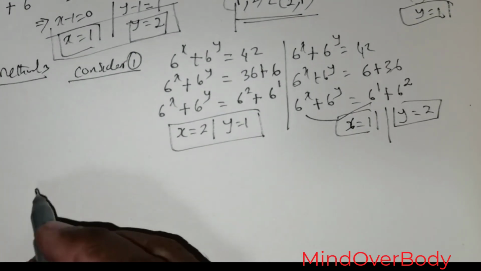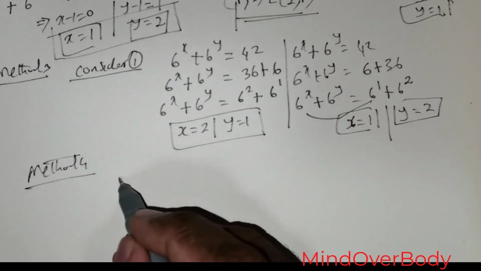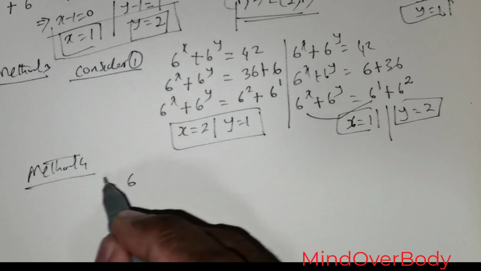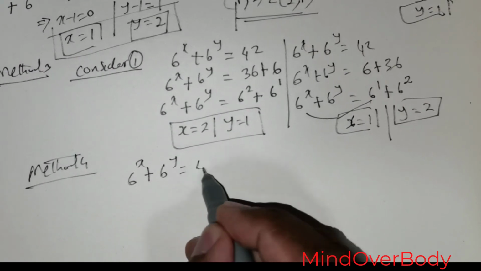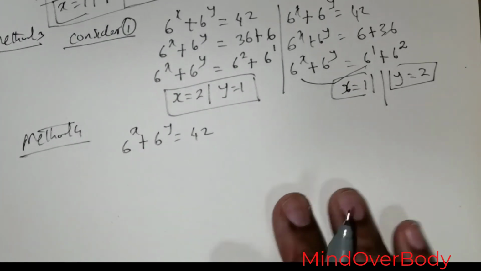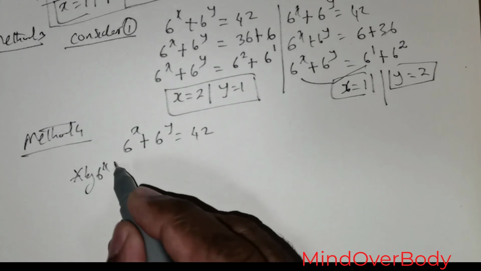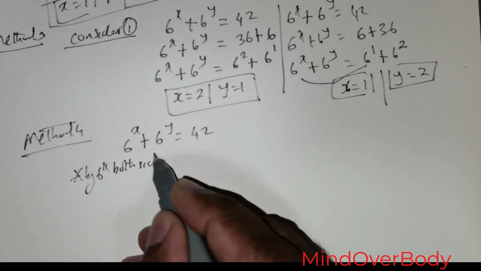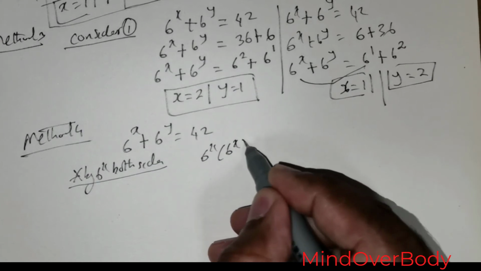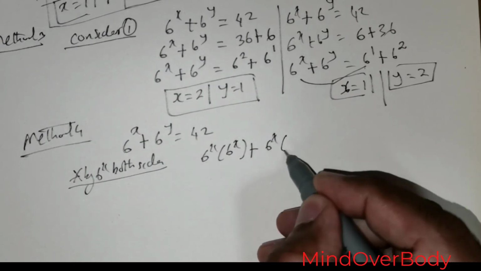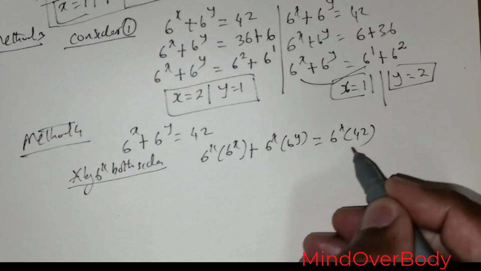Now method number 4, what you have to do is, let us start off by considering equation 1, which is 6 raised to the power x times 6 raised to the power y is equal to 42. What I'm going to do is multiply by 6 raised to the power x on both sides. Now if I were to do that, I will get 6 raised to the power x times 6 raised to the power x plus 6 raised to the power x times 6 raised to the power y is equal to 6 raised to the power x times 42.